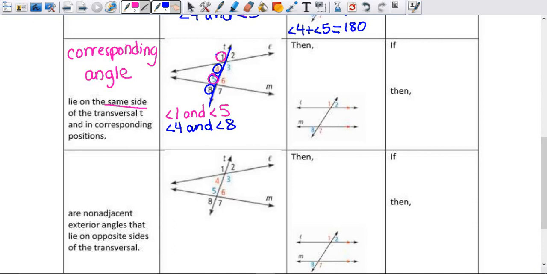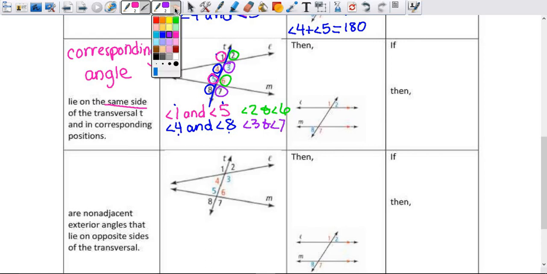Notice in here we've got one interior and one exterior. The exterior is angle 1, the interior is angle 5. 4 is an interior, 8 is an exterior. So you kind of get one of each. On the other side of my transversal, 2 would go with 6, and then angle 3 would go with 7. Same seat, different row, you get one interior and one exterior, okay?